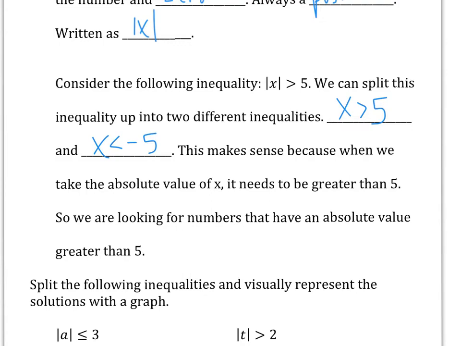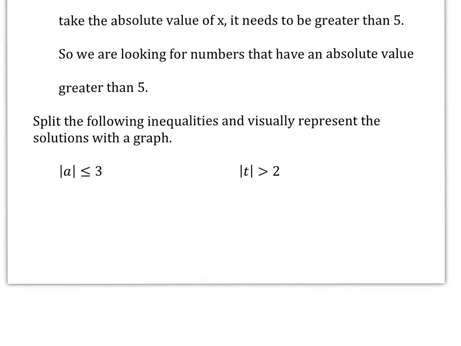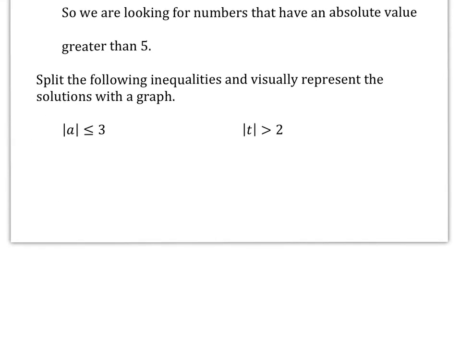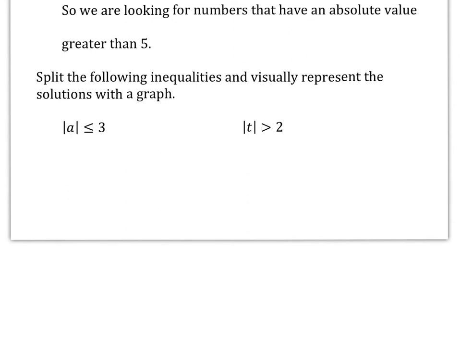Let's continue on. Let's split the following inequalities and visually represent the solutions with a graph. So here I have the absolute value of a is less than or equal to 3. So I'll break this up into two cases. The first case is, I'll put it in blue, because blue is the color of first place. A is less than or equal to 3. Then the second case is a is greater than or equal to negative 3.